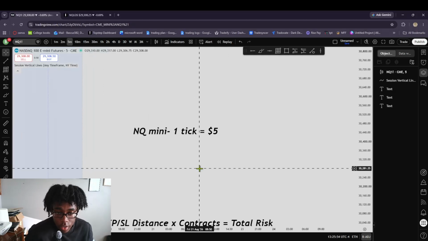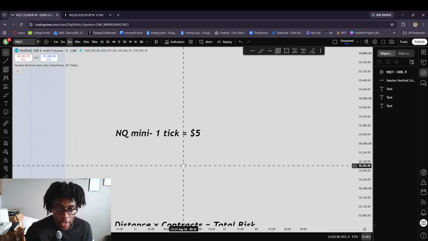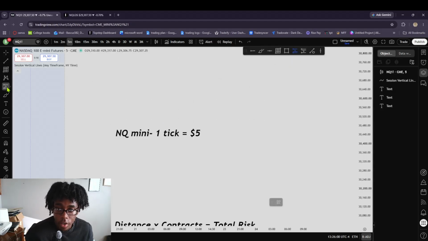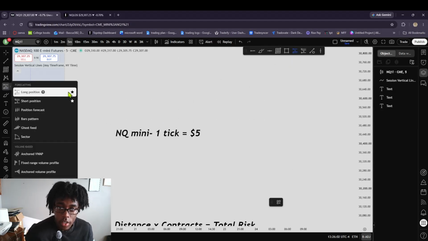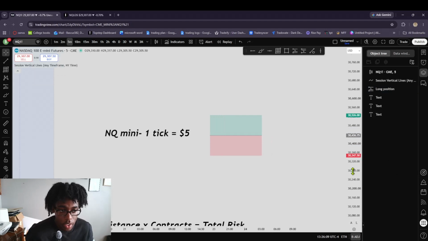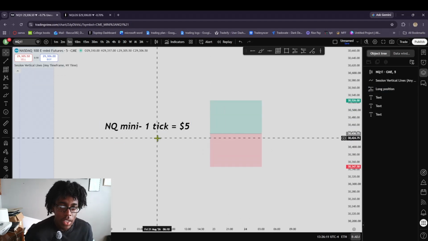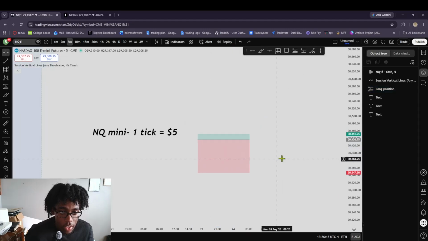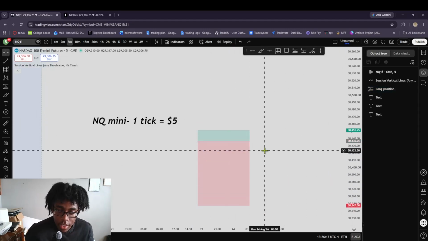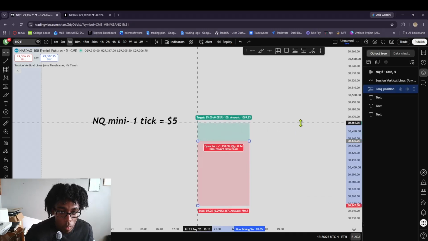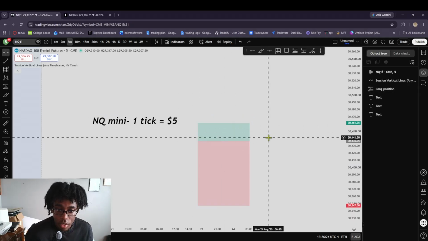All right, so on NQ, guys, one tick equals $5. So take your tool right here. If you don't know where this is at, go over here. You see your forecasting tools, the long position and the short position. Let's click long position. Let's put it on the charts. Okay, so according to this math here, one tick equals $5. So if we have 60 ticks, how much money is that? That is $300. If we have the commonly known 100 ticks, that is $500.